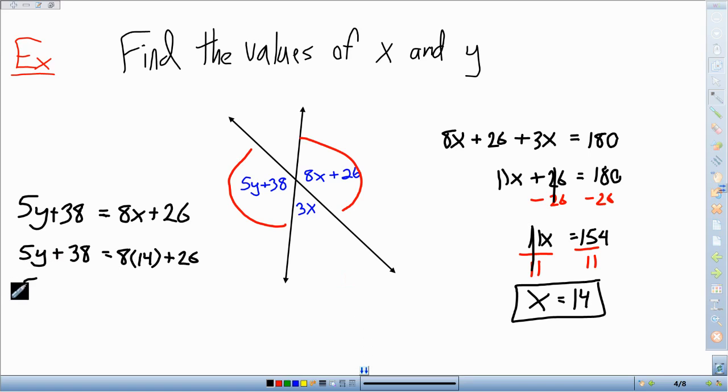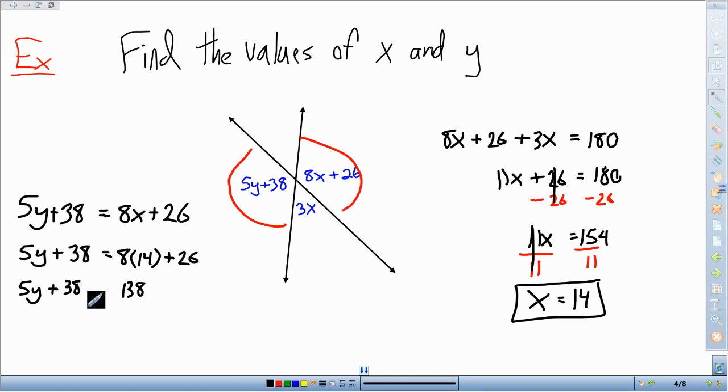On the left here, I'm just going to keep it the same for now. My 5 is starting to look like an S. Let me try that again. 5y plus 38 equals, and over here I'm just going to use my calculator. So 8 times 14 is 112. 112 plus 26 gives me 138.